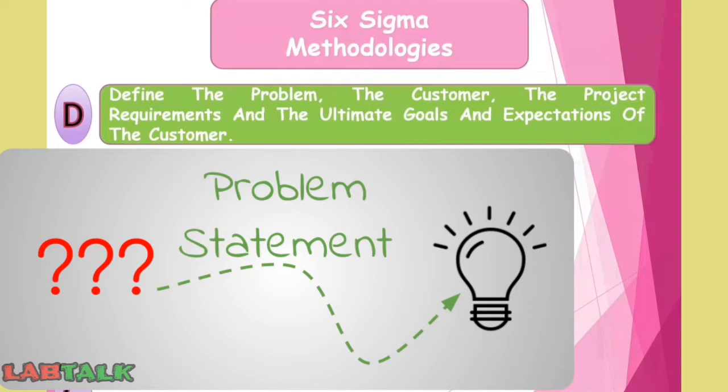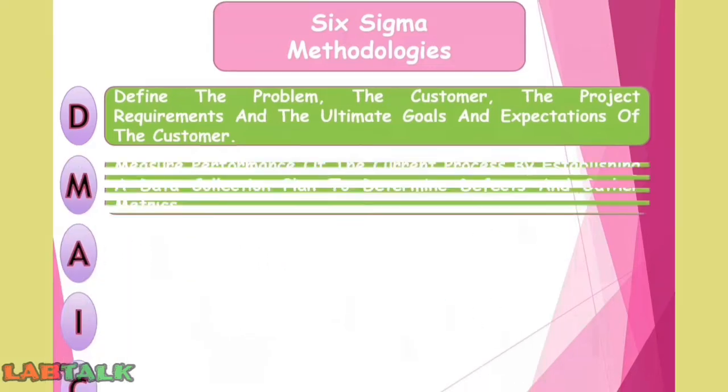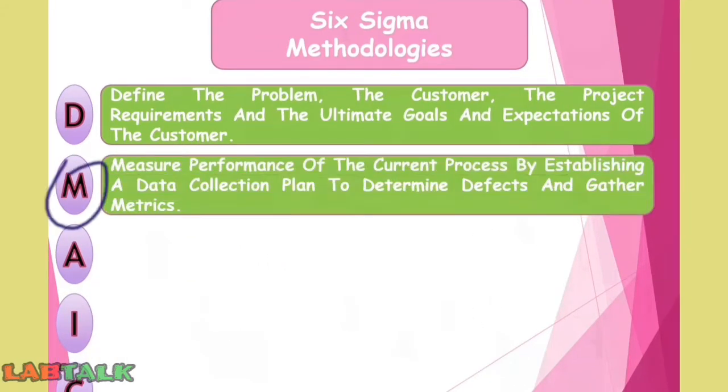Now once the problem is defined and the problem statement is formulated, the next step is measure. M for measure. Measure the performance of the current process by establishing a data collection plan to determine defects and gather metrics. The next step becomes measuring of the performance. So what is the current performance that we need to find out? What is the current status can be found out by measuring the current processes or by collecting the data from the current processes.